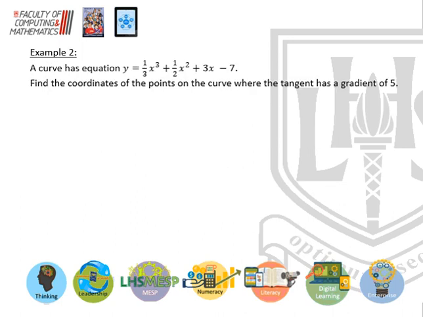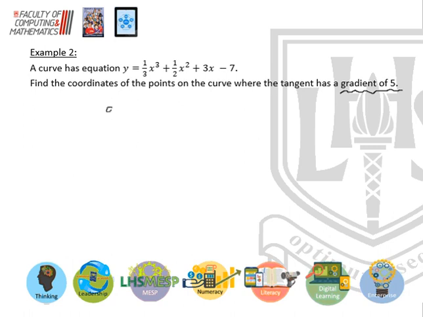The second example we're going to look at is just a little bit in another direction. So this curve here has equation y equals a third x cubed plus half x squared plus 3x minus 7. And this time we're looking to find the coordinates where the gradient is 5. So for this one, I'm not looking for the equation of a tangent. I'm looking for where the gradient is equal to 5. Now I know the gradient is equal to the differential. Again, you might want to stop it and try this yourself here.